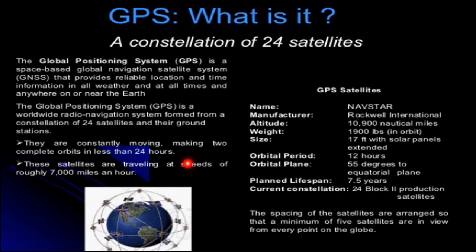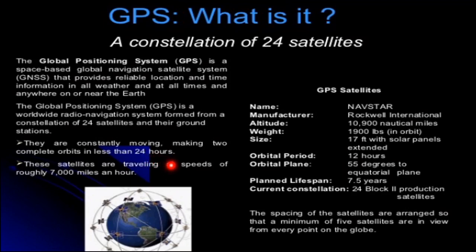How many satellites does it consist of? GPS consists of 24 satellites. So the Global Positioning System consists of 24 satellites. The next thing is how much time they take to complete one revolution. Simply, they complete two revolutions in less than 24 hours.